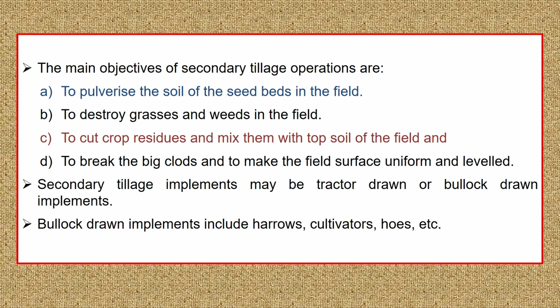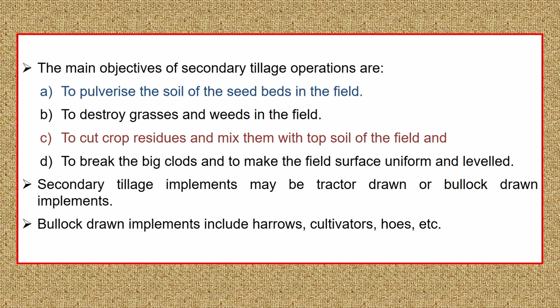There are some objectives behind performing the secondary tillage operations. The first objective is to pulverize the soil and seed bed in the field, destroy the grasses and weeds grown in the field after primary tillage operations are done, to cut the crop residues and mix them with the top layer of the soil so that they may serve as a soil cover, to break the big clods, and to make the field more uniform and level. And these are all the purposes for which the secondary tillage operations are done.